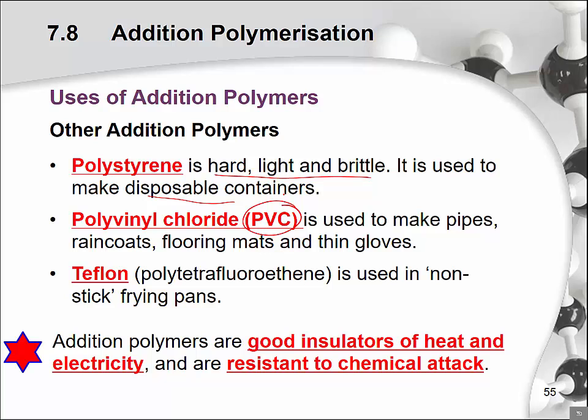PVC is what you see in all those pipes, water pipes, or even raincoats or thin gloves. Teflon, you may not realize it, but I think you have probably heard this name before. Teflon is the non-stick frying pan. It is one of the materials that can be coated on a frying pan, so the food doesn't stick to it easily.